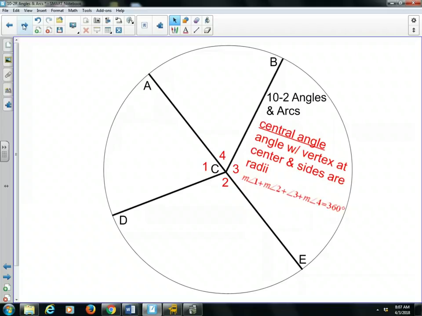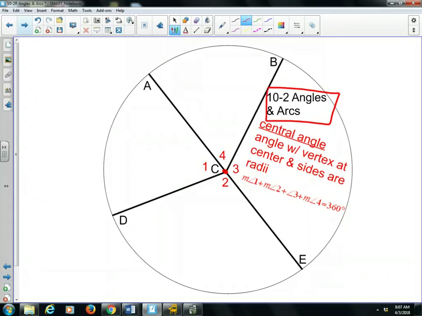Put circle C. A circle is named by its center, so have the center C right in the middle. Draw a diameter from A to E, and then draw two different radiuses, or radii, from C to B and from C to D. So we're titling this lesson 10-2 arcs and angles.